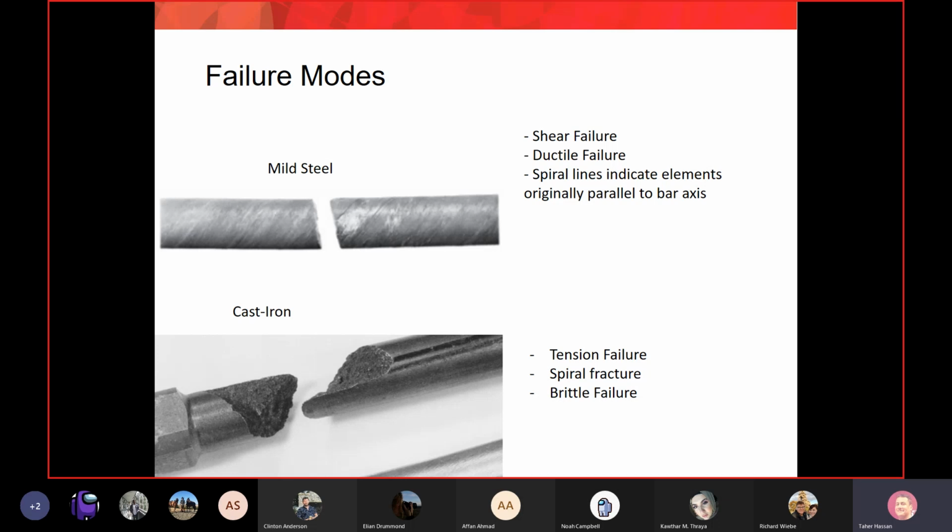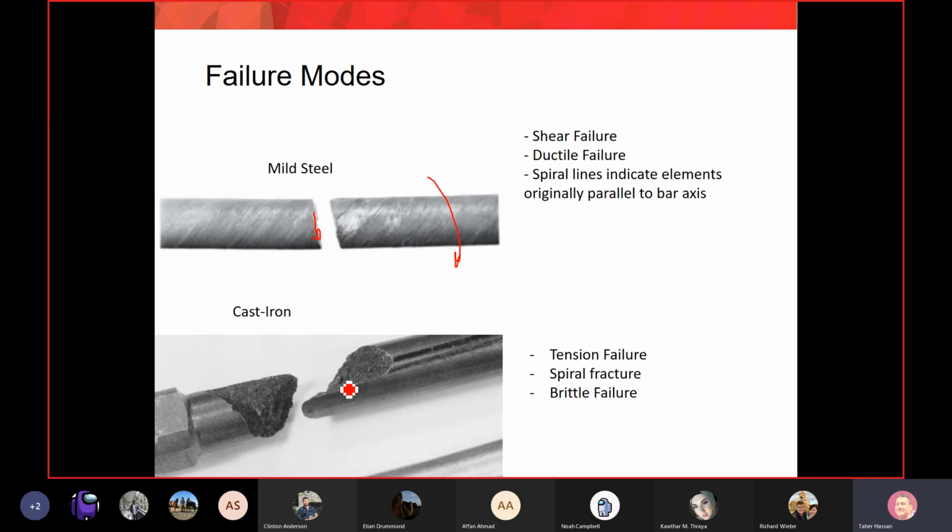So for mild steel, what happened here? The failure was due to shear. I'm going to show you with my pointer. So here is how it fails. There were shear forces due to the torsion. So we apply a twist here, and this will cause shear forces, and the failure is due to the shear forces.